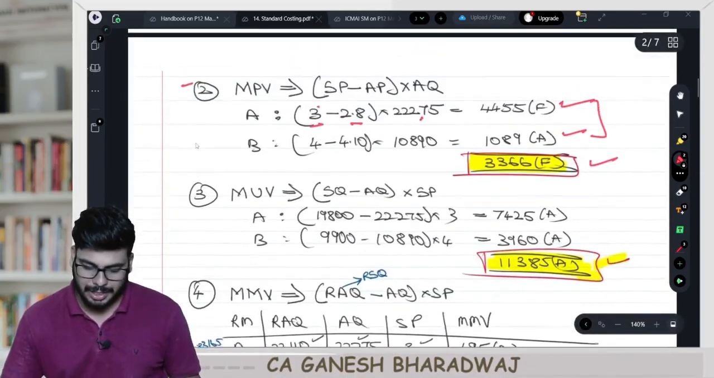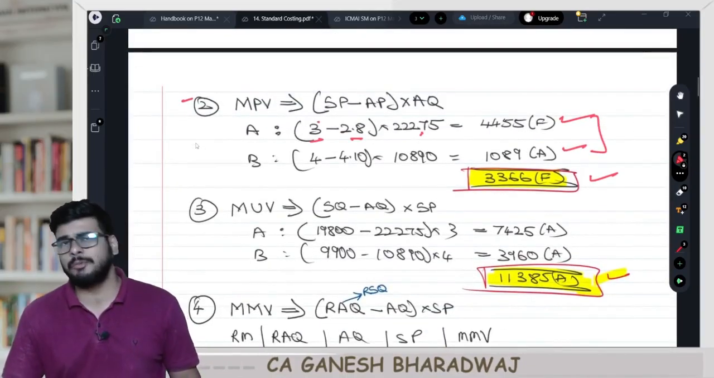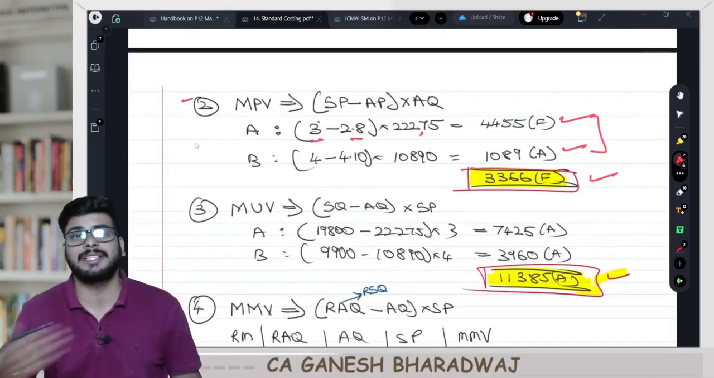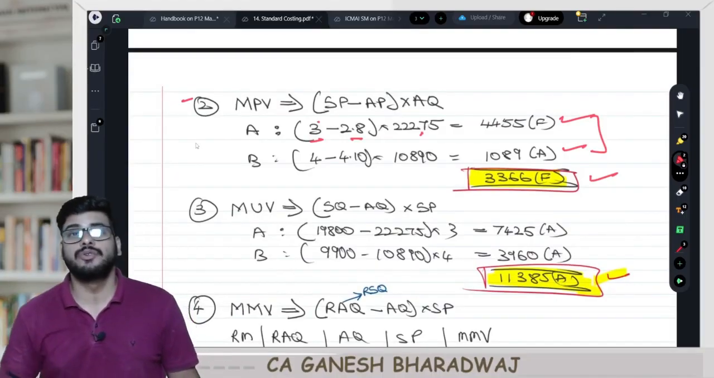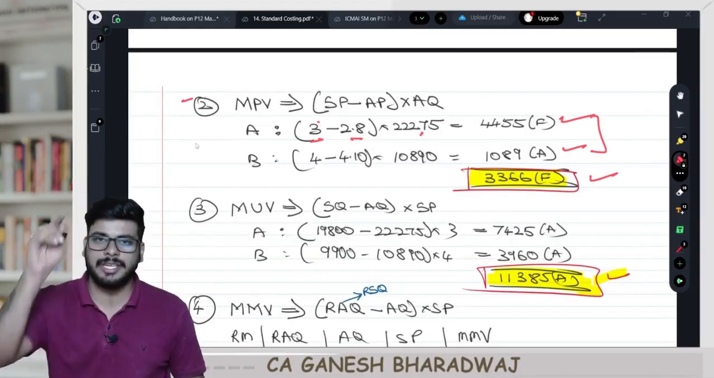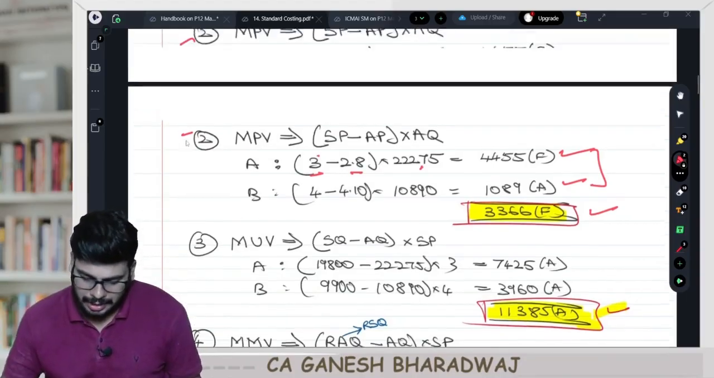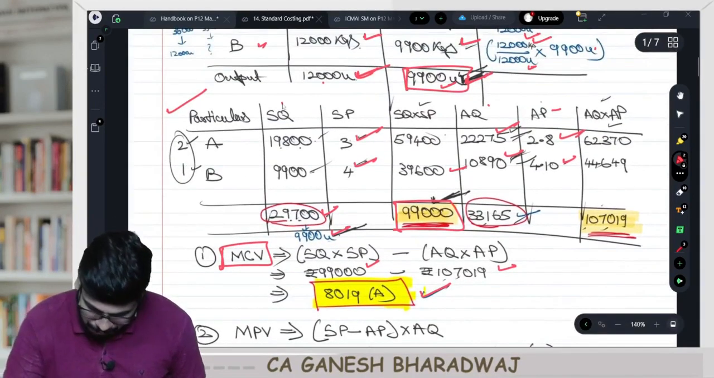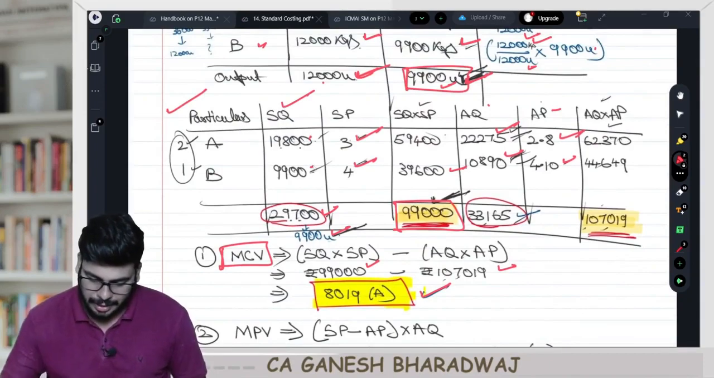Now let's go on to the next one, the usage variance. Formula for usage variance, standard quantity minus actual quantity into standard price. Who is the responsible guy? You guys know it. Who is he? The production manager. So now standard quantity, you can pick this up from this table. So 19,800, 9,900.